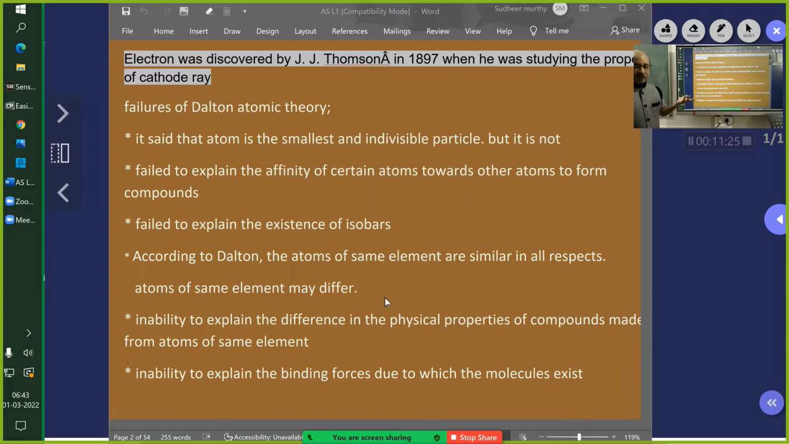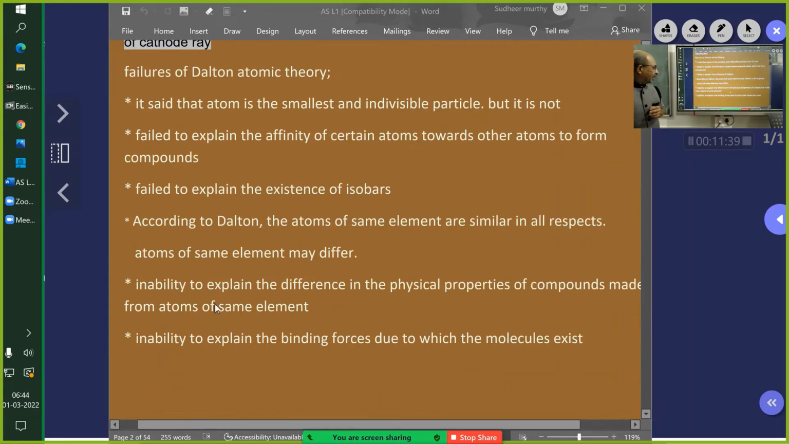Atoms of the same element may differ. Why? Because the nucleus can have more or fewer neutrons. What do you call this? Isotopes. So Dalton could not explain this.